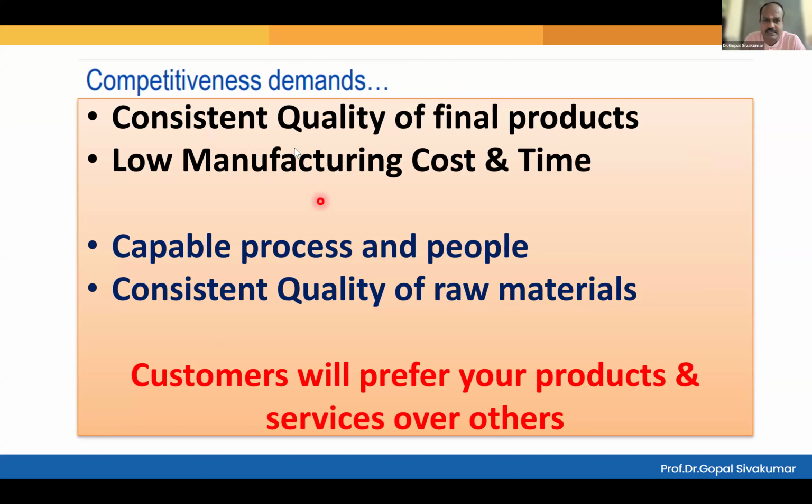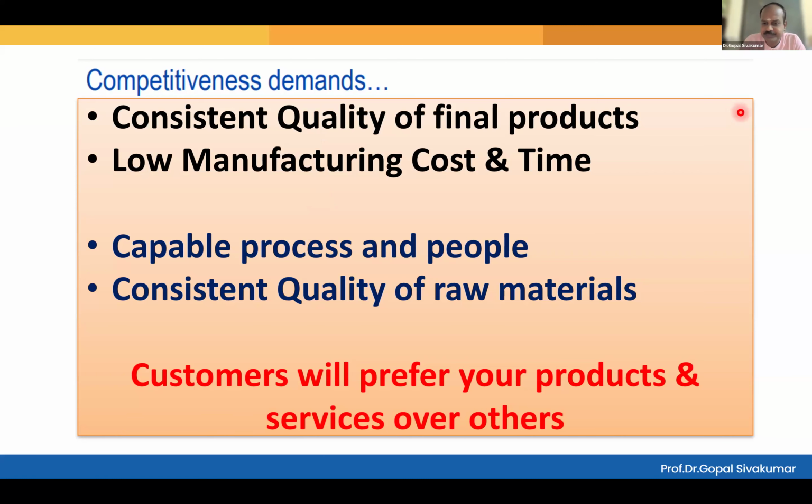We have witnessed it yesterday. What will happen if your process is good and people also good? Then definitely great results are possible. And over and above, the consistent quality of the inputs also plays an important role. Inputs most of the time is the raw material. There are other forms of inputs also. So then what will happen? Customers will prefer your products and services over your competitors.